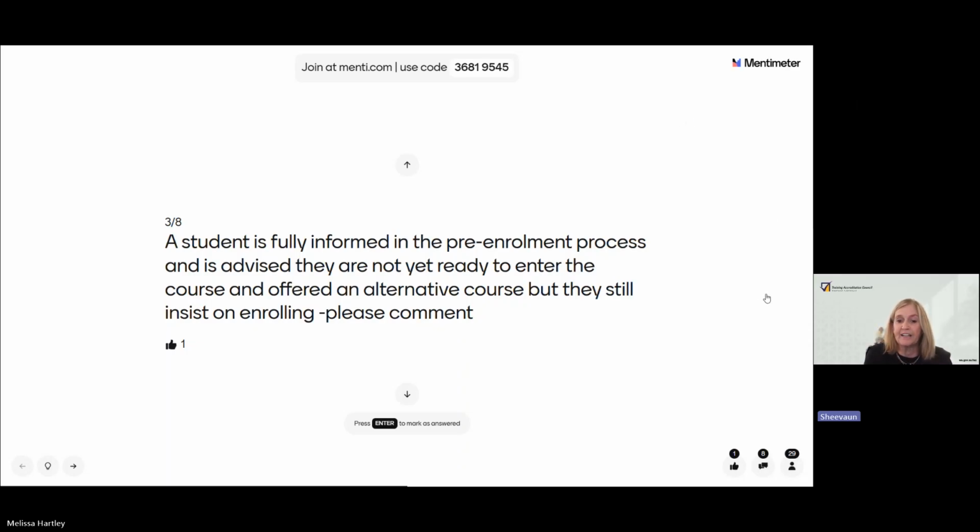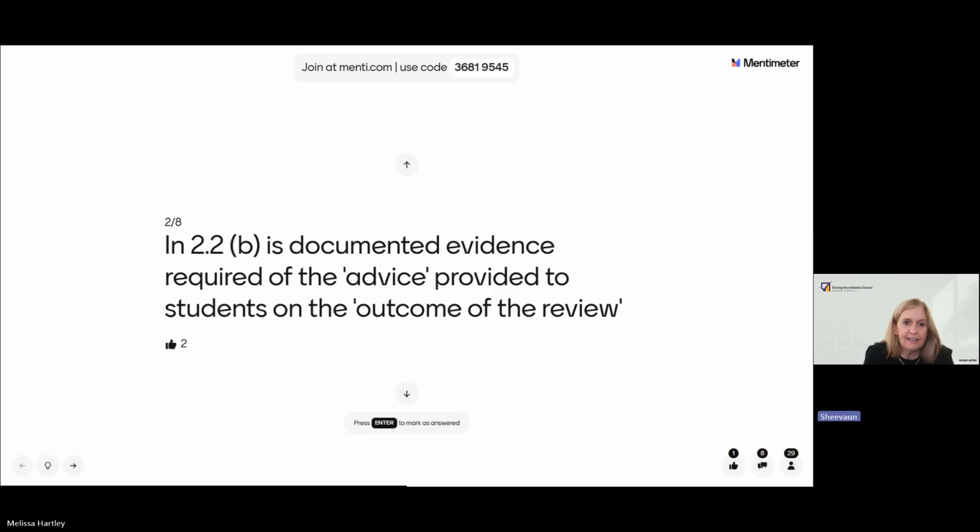And part of our role then is, if something is not right for them, trying to help them understand why it's not right for them and pointing them in the right direction. In 2.2b, is documented evidence required for the advice provided to students?